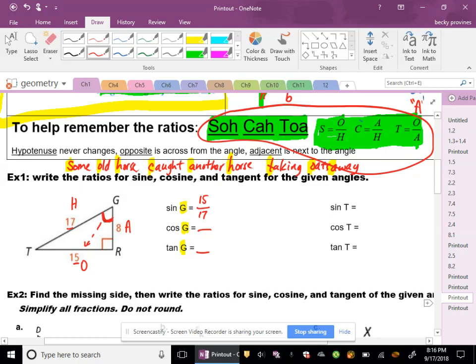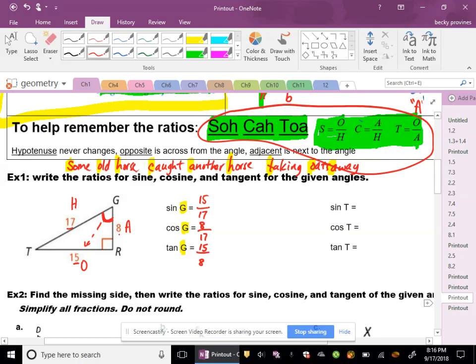Cosine of G. So again, you're working from G. C equals A over H. So what is A over H? That is 8 over 17. And then lastly, we have tangent of angle G. So tangent is O over A. So O over A is 15 over 8.